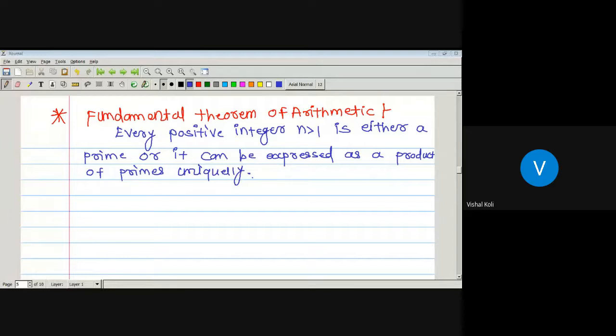First, we have been given one integer n which is greater than 1. There is actually no need to say positive, since whenever n is greater than 1 then it must be a positive integer. So any positive integer greater than 1 is either a prime number, or if it is not a prime number, then it must be expressed as a product of primes, and that process will be unique.